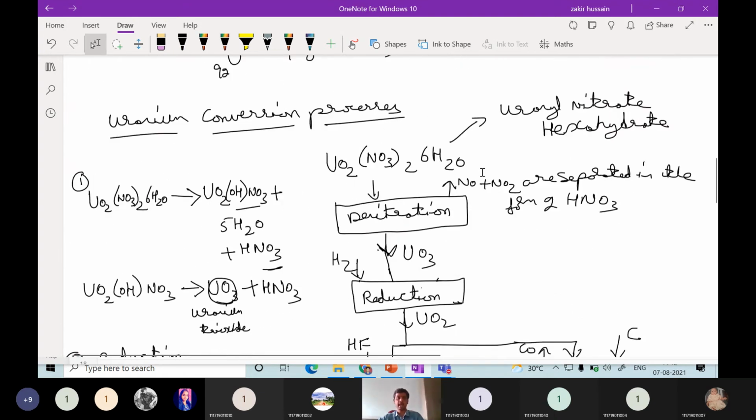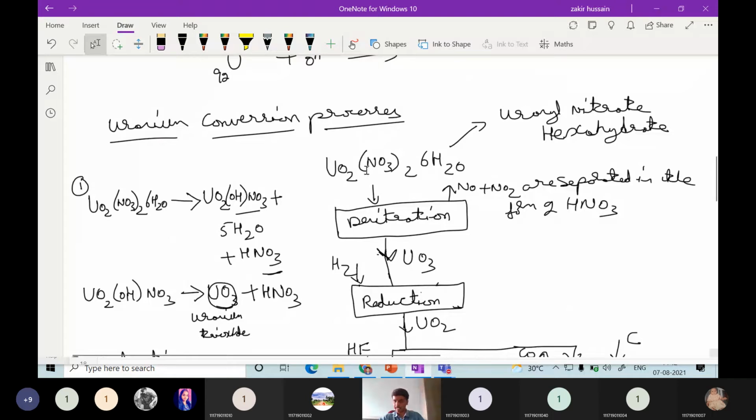So the first one, according to the flow sheet: first you will have uranyl nitrate hexahydrate. This is one form of your uranium, and it looks yellowish in color. That yellowish uranium has to be transformed into UO3, uranium trioxide. To do that, it has to undergo a denitration process, which happens using this reaction.